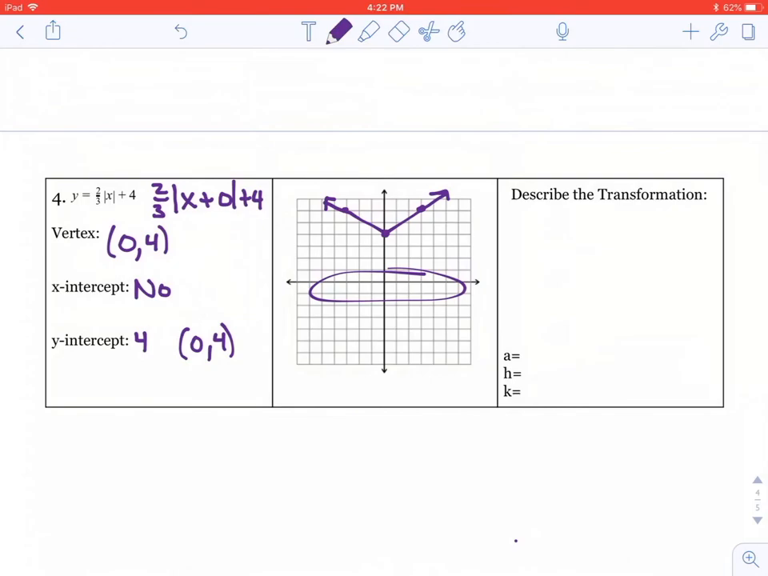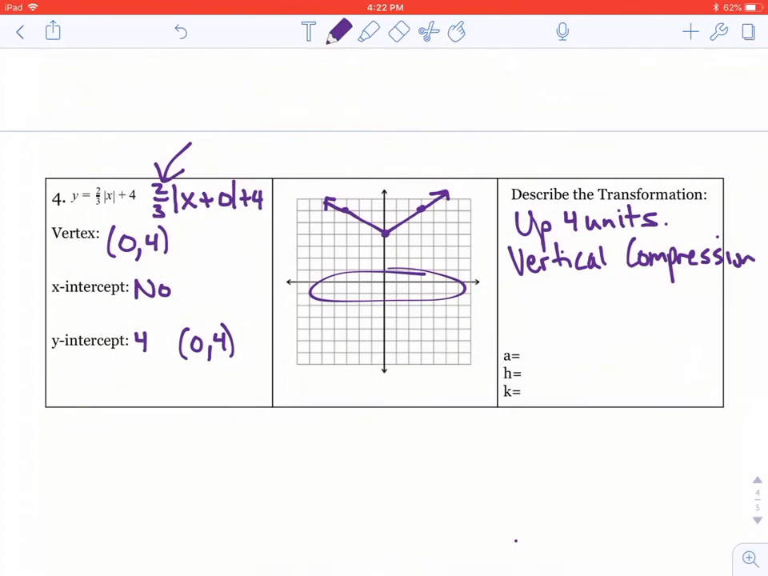And describing the transformation, the graph just shifted up 4 units, and then it has a vertical compression because of the 2/3 being less than 1. So we're going to say vertical compression, write all that out, by a factor of 2/3.